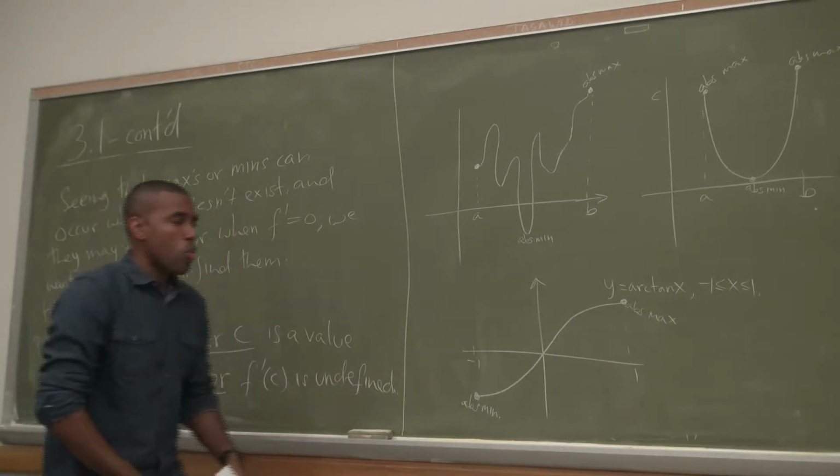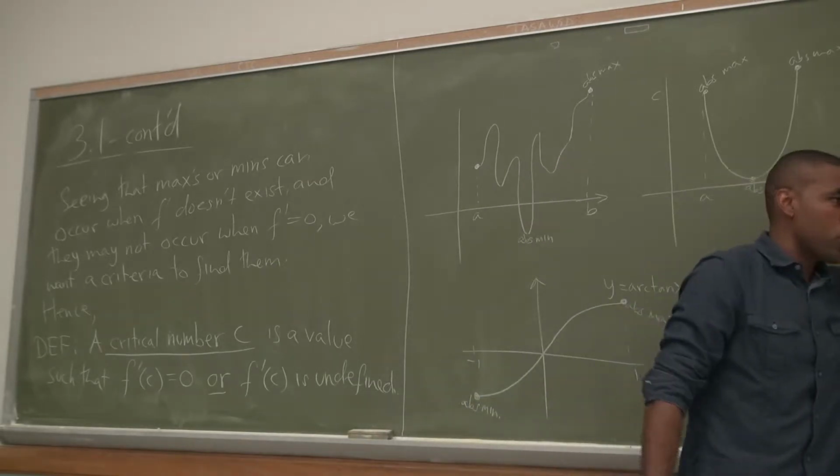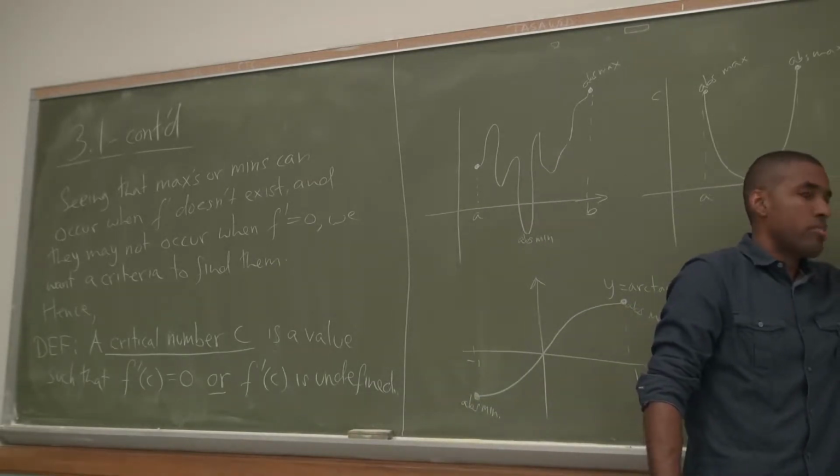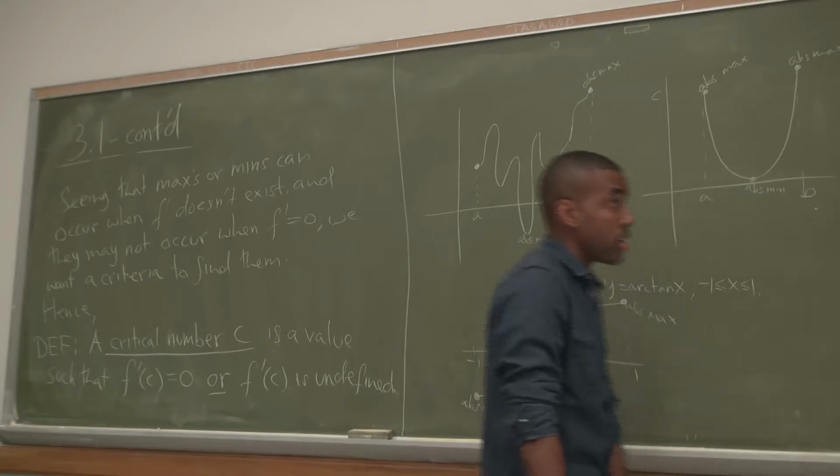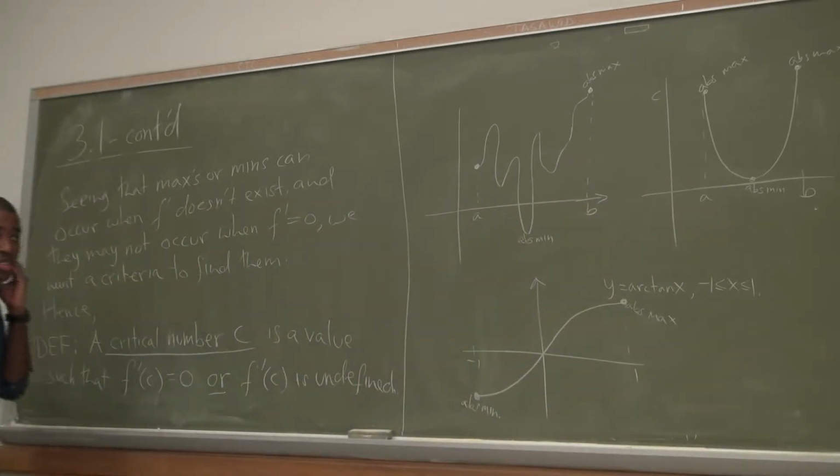Right? Because we don't want to miss cases like the absolute value. We want to know if the derivative is not defined, it's still somewhere we should be checking. So wherever the derivative is 0, we should be checking according to Fermat's theorem, and sometimes when the derivative doesn't even exist, we should check there as well.